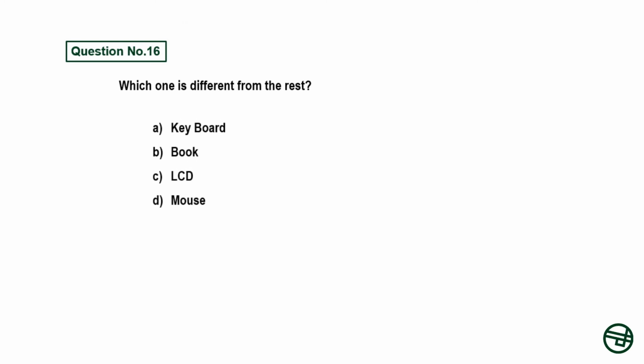Question number 16. Which one is different from the rest? Option A, keyboard. Option B, book. Option C, LCD. Option D, mouse. Answer is option B, book. Explanation.